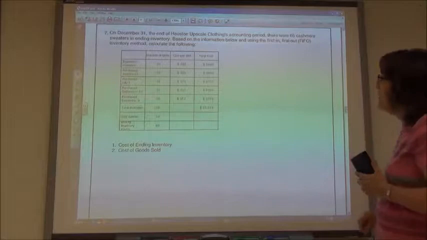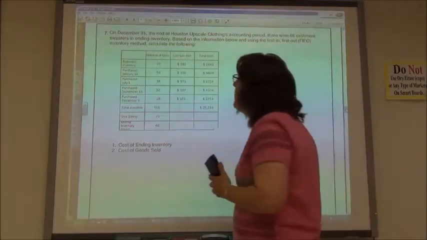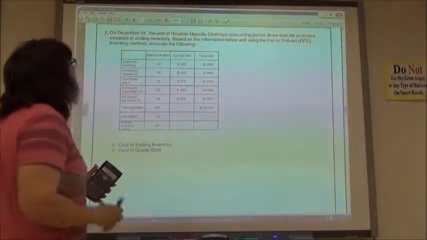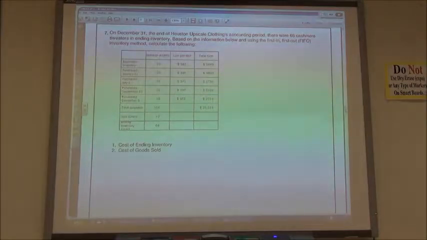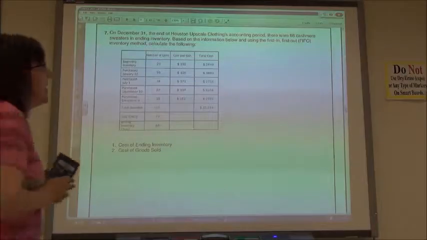Number 7, first in, first out method. On December 31st, the end of Houston upscale clothing accounting period, there were 66 cashmere sweaters in ending inventory. Based on the information below and using the first in, first out method of inventory, calculate the following.